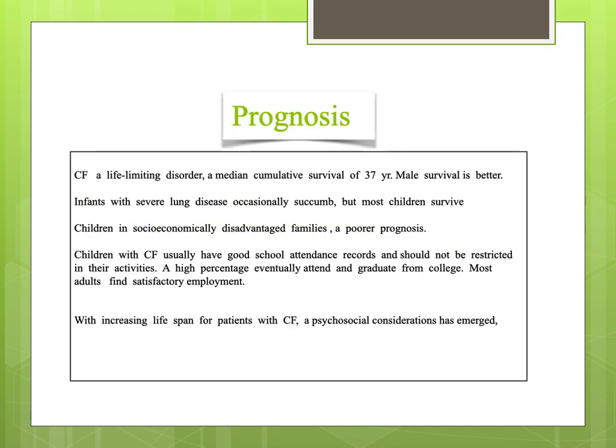Regarding the prognosis, cystic fibrosis remains a life-limiting disorder. The median age of survival is 37 years. Male survival is somewhat better for reasons that are not readily apparent. Infants with severe lung disease sometimes die during infancy. However, most children survive this difficult period and go on to adolescence and adulthood. The slow progression of the lung disease will eventually reach disabling proportions.